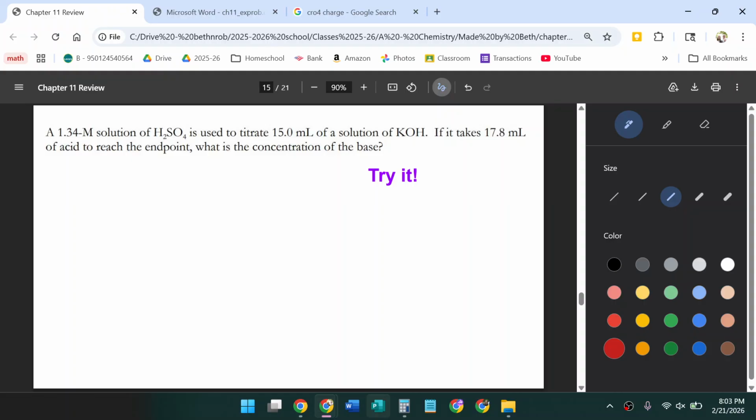This one's a little bit harder to balance than some of the others that we've done. And then it tells us how many milliliters we use of the acid. So in this case, we have to even know which one's the acid because they're not telling us. And they want to know the concentration of the base. So let's start. So these are our 2 things. Let's see. This one has an OH, so that's our base. And this one has an H at the beginning, so that's our acid.